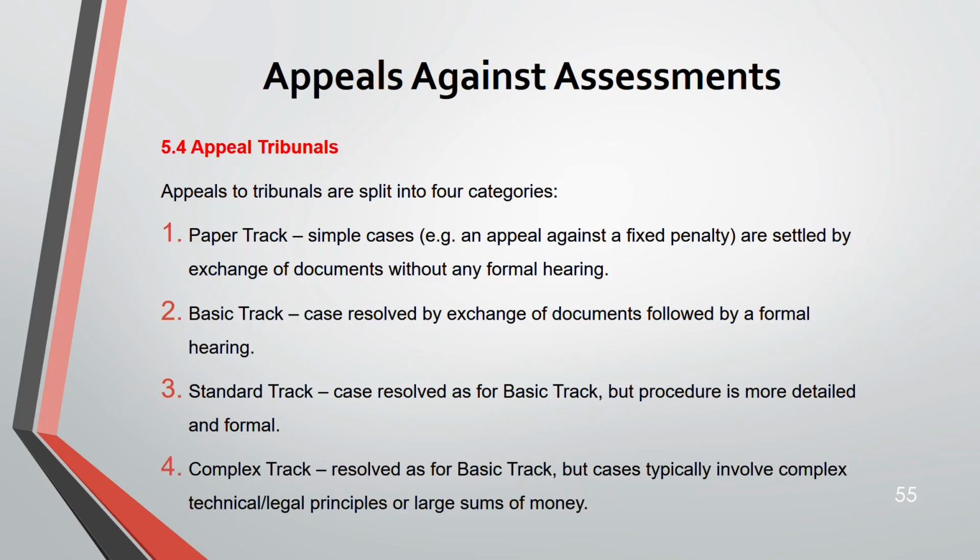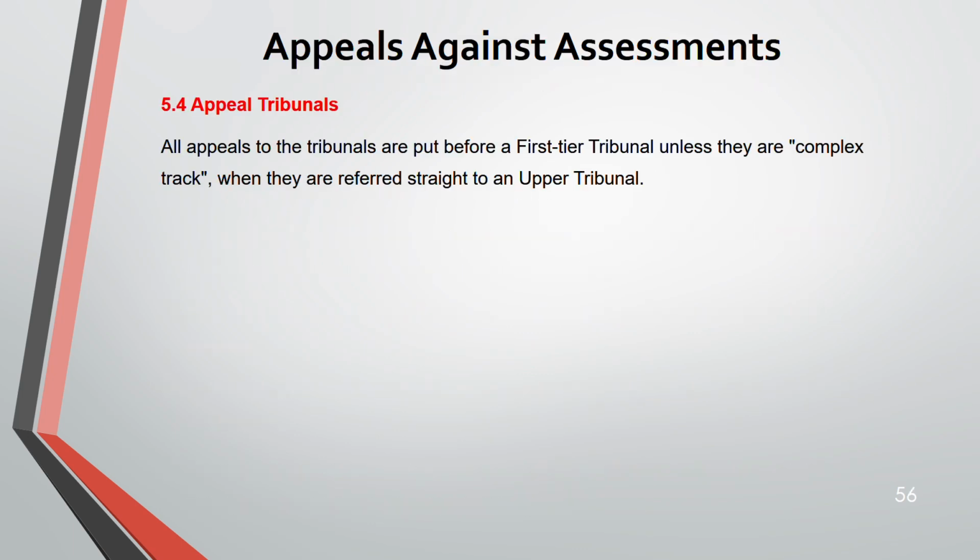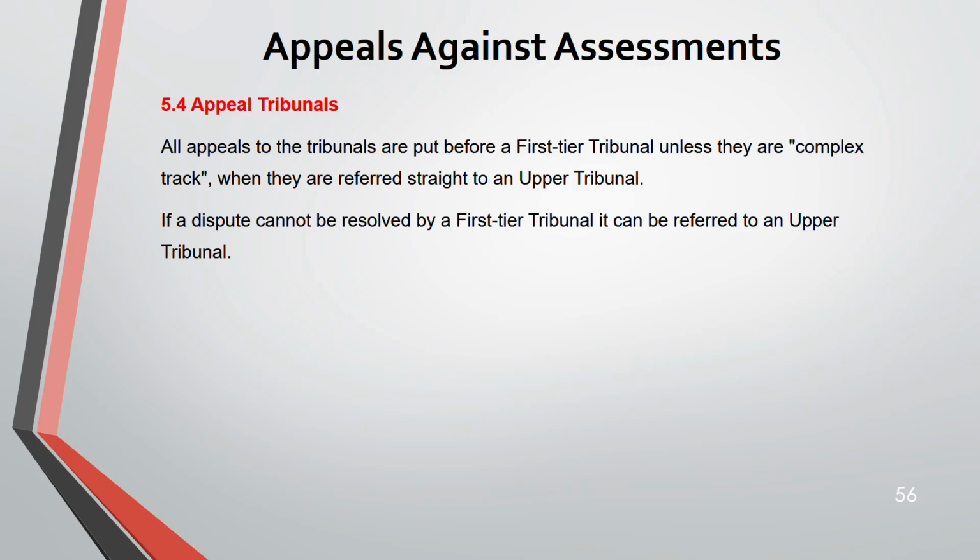And the fourth one is complex track. It is resolved like basic track, but the cases are complex, or involve a large sum of money. Okay. So all appeals to the tribunals are put before a first tier tribunal. Remember, all appeals first go through the first tier tribunal unless they are complex. If they are complex track, they are referred straight to the upper tribunal. If a dispute cannot be resolved by the first tier, then it can be referred to the upper tribunal.